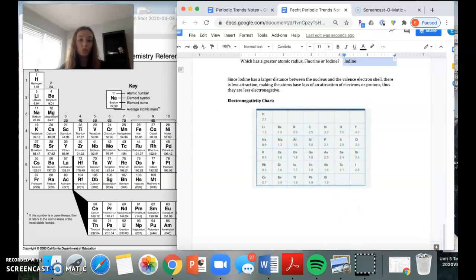So this concludes our notes for the periodic table of element trends. These are things that you will need to know and decipher throughout the rest of the year, so make sure you know the definitions for atomic radii, electronegativity, and ionization energy, as well as understand those trends throughout, and we will practice more of the trends next class. Thank you so much for tuning in.